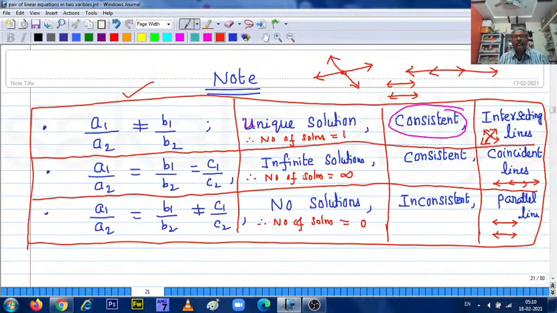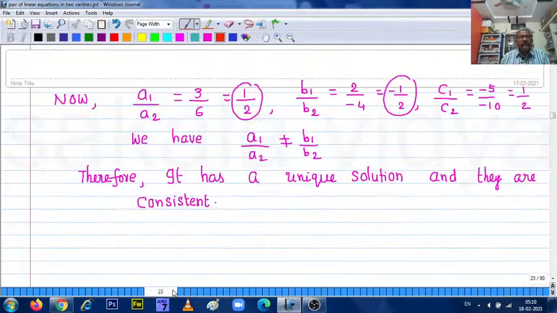Already given no solution, so go back here. See, no solution means a1 by a2 equal to b1 by b2 does not equal to c1 by c2. So this condition we need to use, a1 by a2 equals to b1 by b2. This condition we need to use, right?